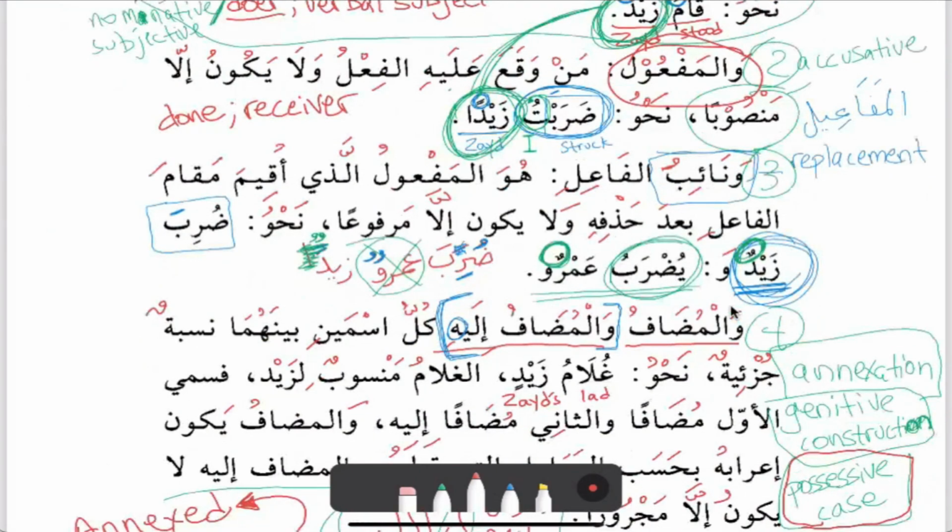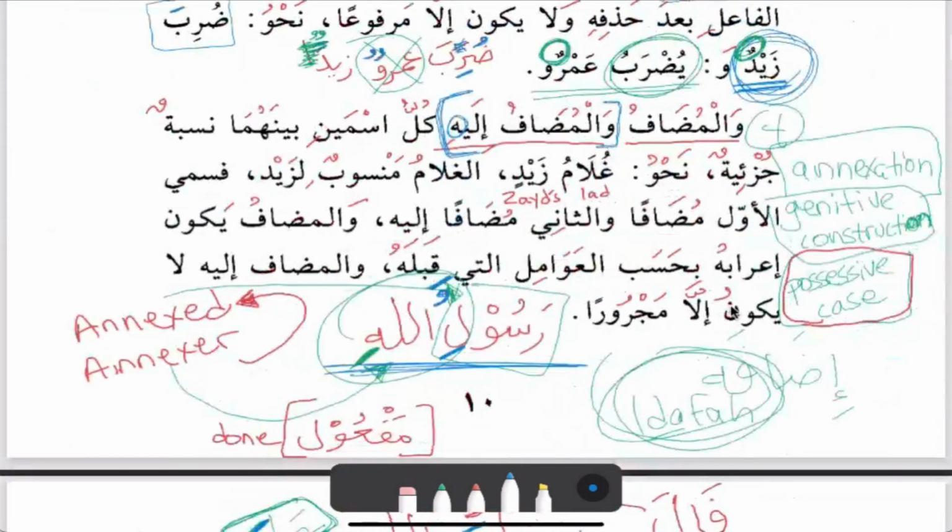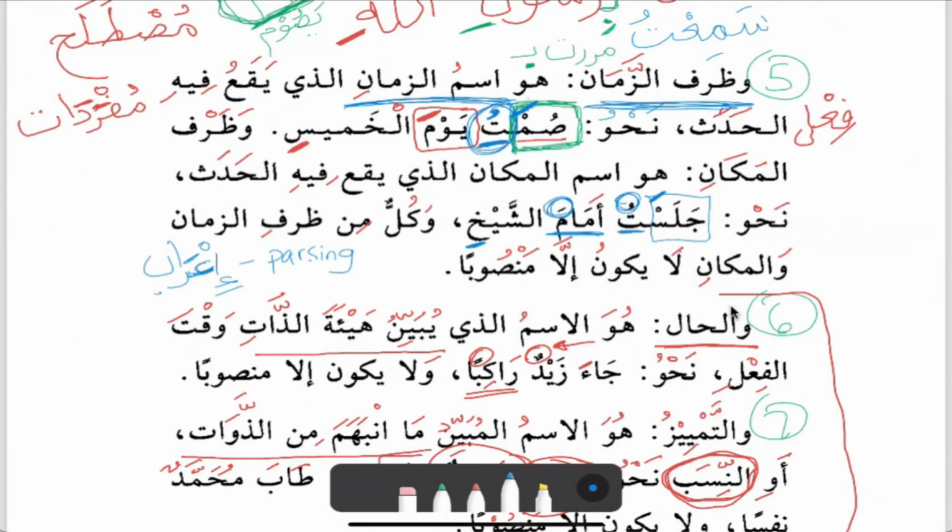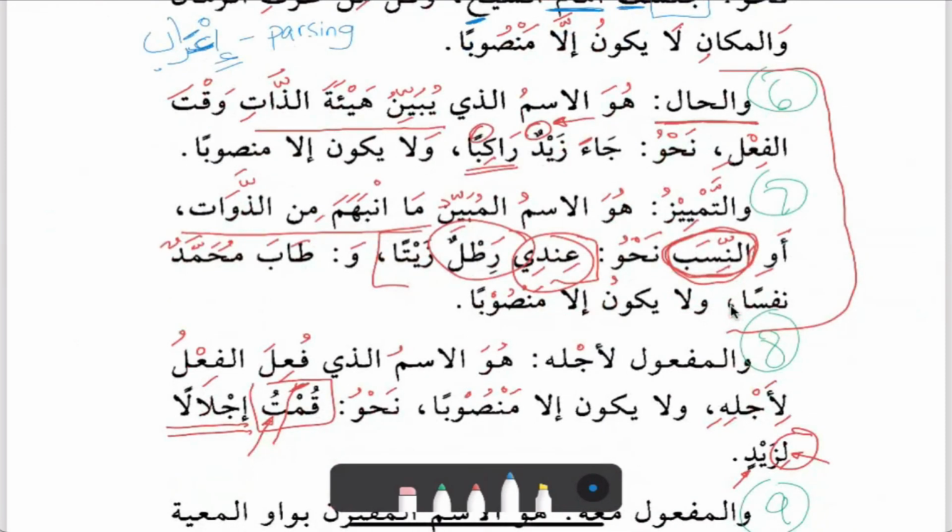And na'ib fa'il, replacement doer. That's a passive voice sentence. Al-mudaf wal-mudaf ilayhi, the two components of an idafa, zarf zaman and zarf al-makan, which can also be called al-maf'ulu fihi. Hal we covered. Adverb. Of course, all these are the basics. So all these have their own chapters and details and exceptions, etc.